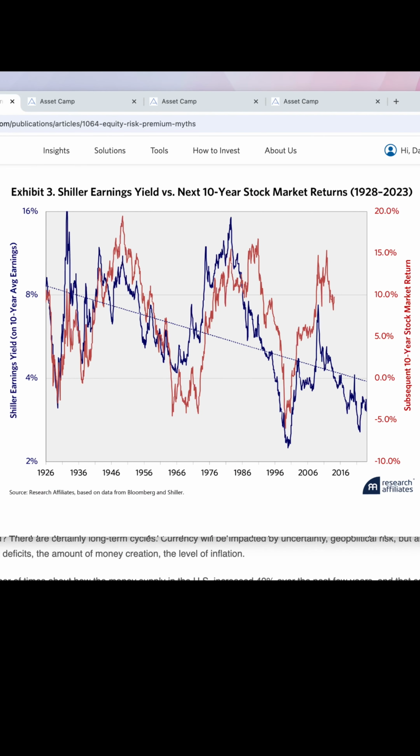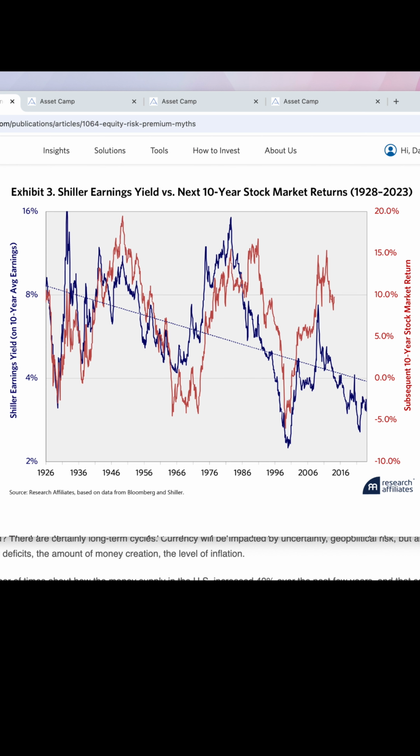When forecasting stock market returns, starting conditions matter. What are the valuations? Let me illustrate. Here's a chart put together by Rob Arnott of Research Affiliates. The blue line shows what's known as the Shiller earnings yield. This is inflation-adjusted earnings over 10 years divided by the price. The higher the earnings yield, the cheaper the valuations.